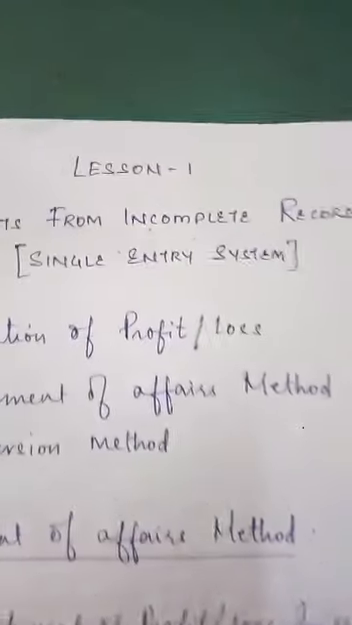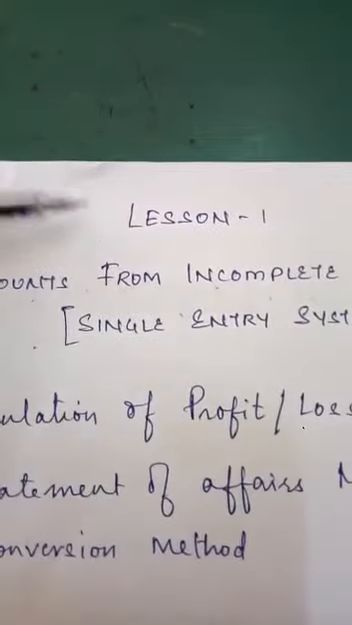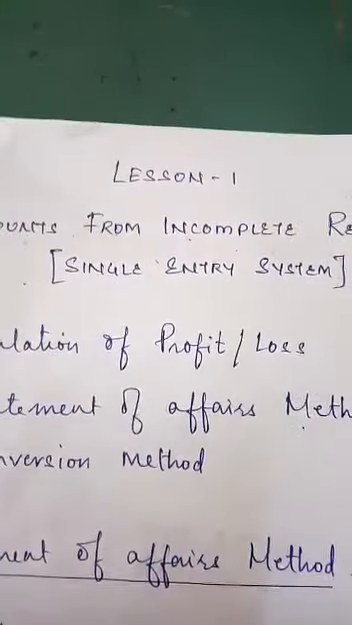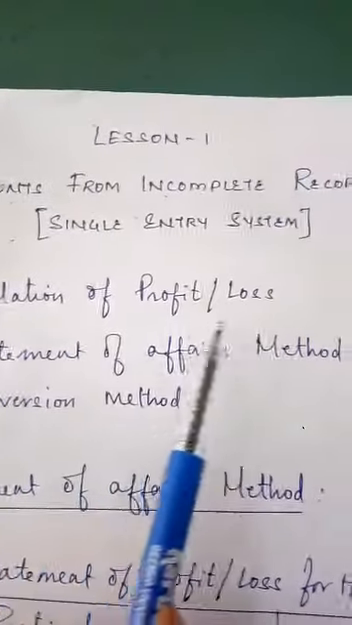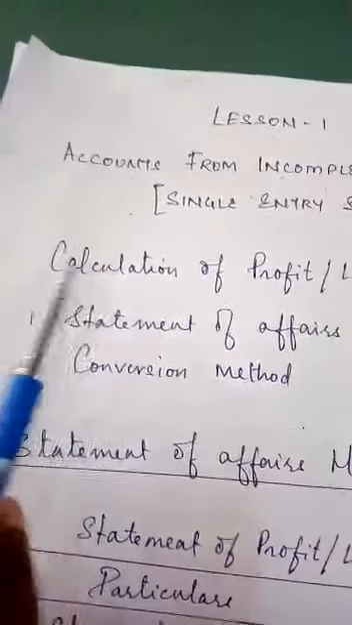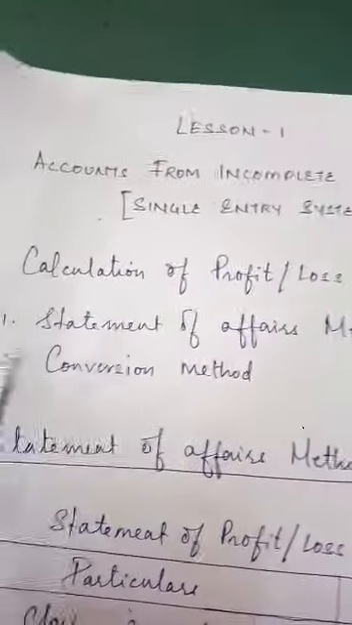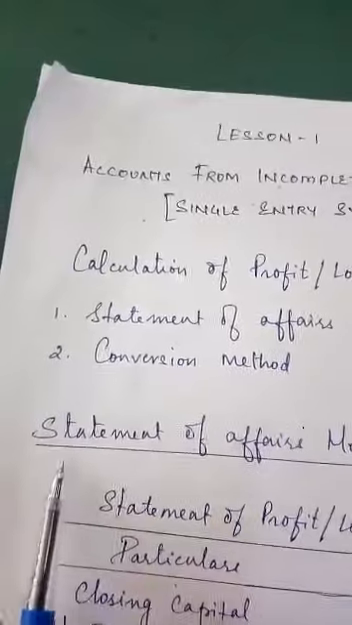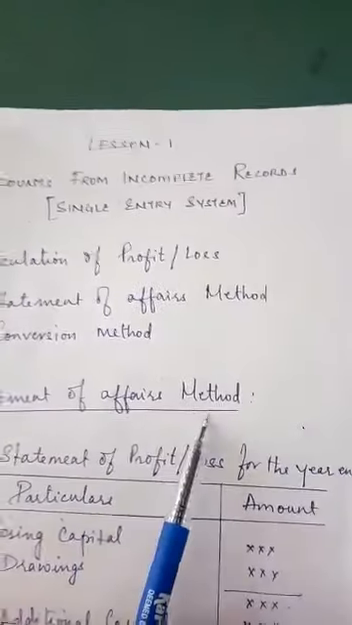Good morning class. Today we are going to do lesson 1, accounts from incomplete records or single entry system. We are going to learn calculation of profit or loss. Now there are two methods to calculate profit or loss. First, statement of affairs method. Second, conversion method. Today we are going to do with statement of affairs method.